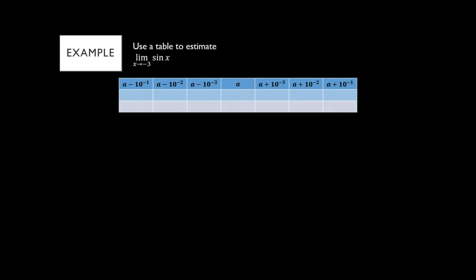Here's another one I'm throwing in with trig. So we just want to find the limit of sine of x when x goes to -3. So -3 is our spot of interest here. And then we're looking on the left and the right side of -3.